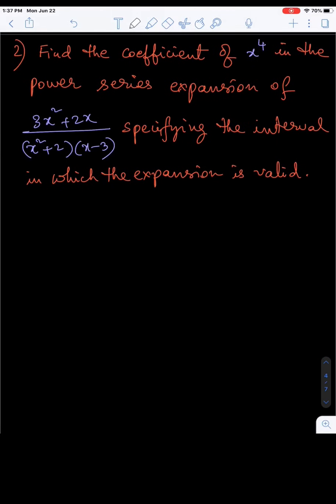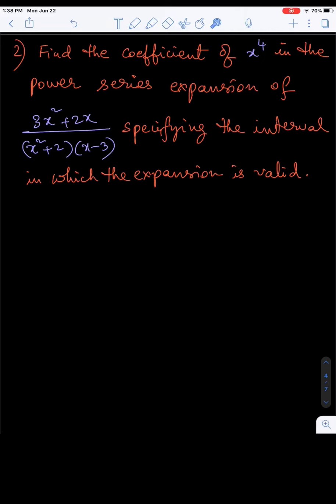First of all, don't get confused. Understand the question, and only then will you be able to do whatever is asked. This is the second question: find the coefficient of x power 4 in the power series expansion. This is also going to be resolved into partial fractions. Afterwards, we have to write the power series expansion, and in that we have to take the coefficient of x power 4. This is the answer.